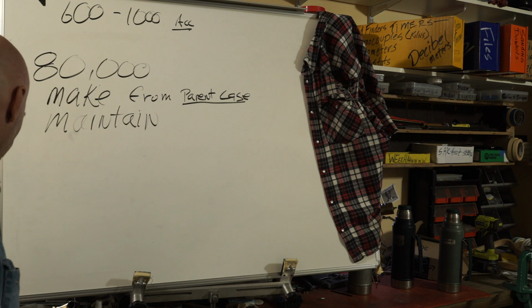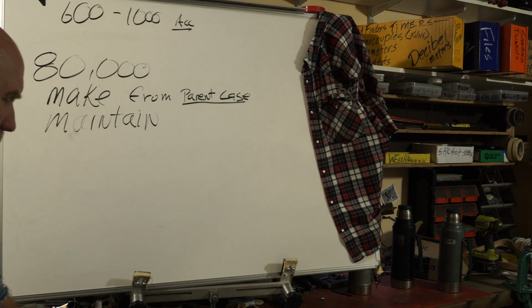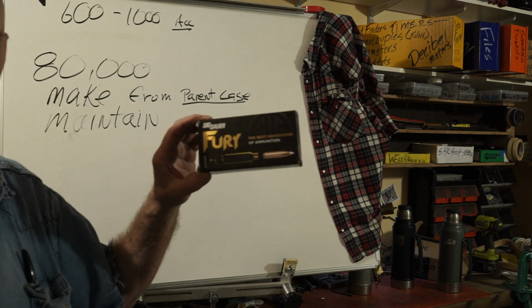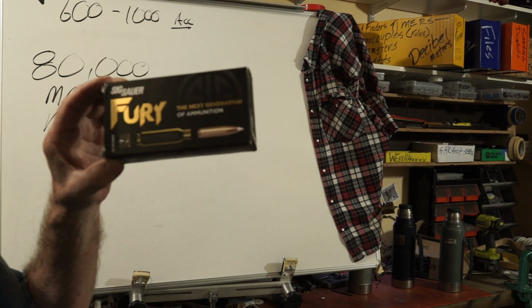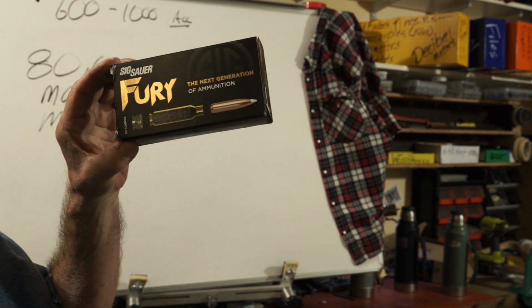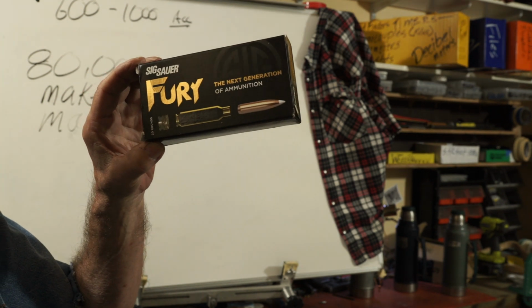So it takes that to get us started, and it takes a parent case of some sort to use to get that started. And in 2019, Sig Sauer debuted a new case called the Sig Fury. This is what all my fuss is about. It says the next generation of ammo. You can see on the box there, and we'll explore this further, that it's got a steel case head.